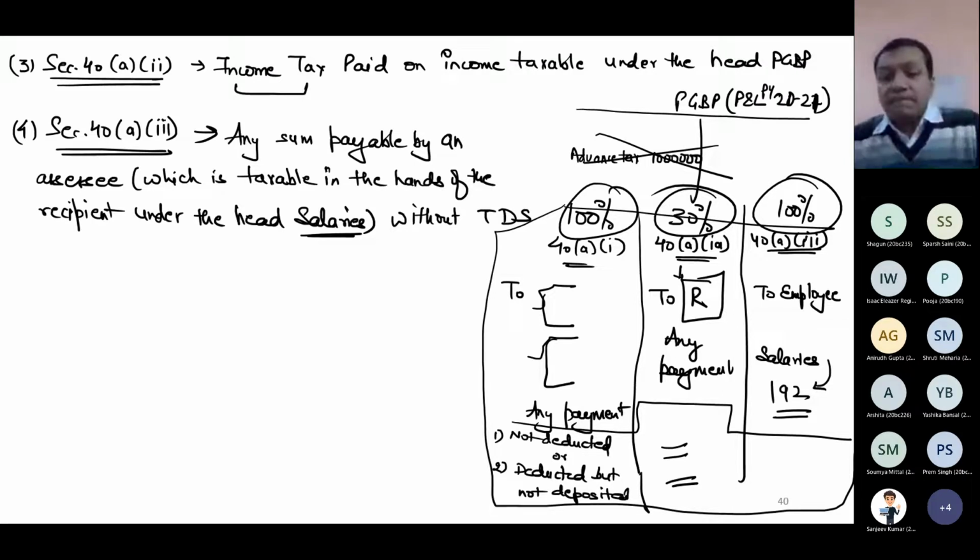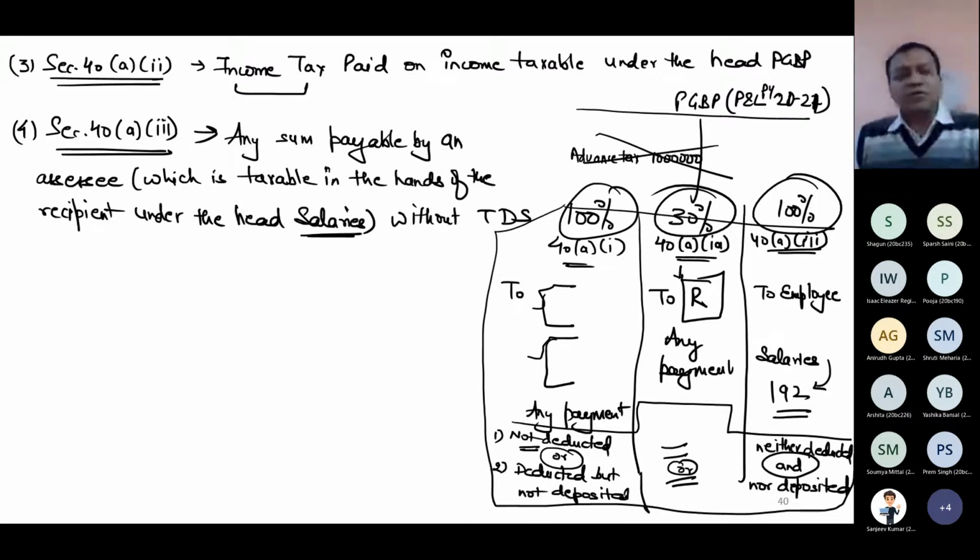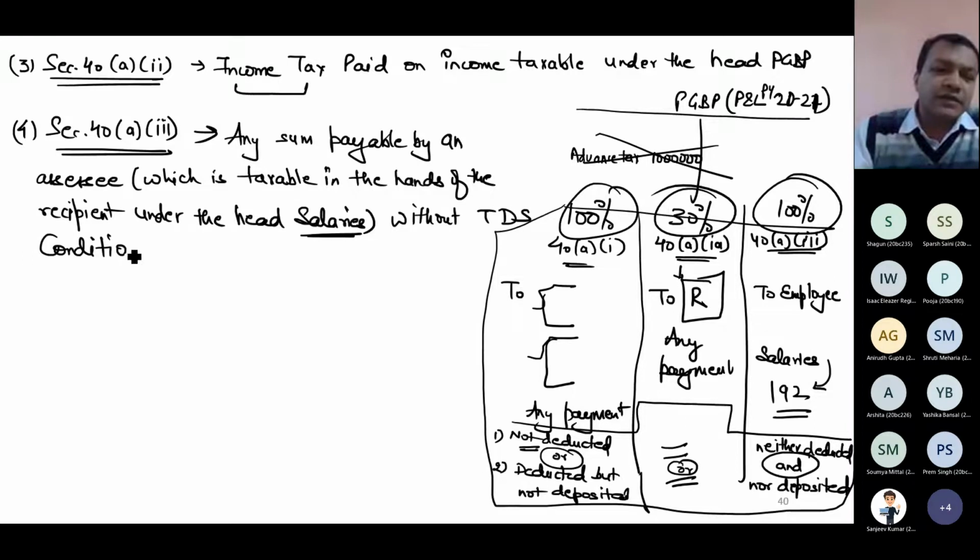100% will be disallowed. But in that case, it was either not deducted or not deposited, while now we use the word 'and'. So both the conditions must be satisfied: neither deducted nor deposited. If this is the situation, then you disallow 100% of this salary payment, otherwise you allow this. So again, write the conditions which will help you in learning this 40A3.